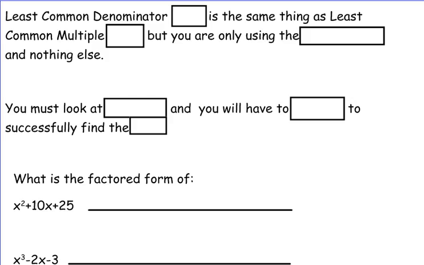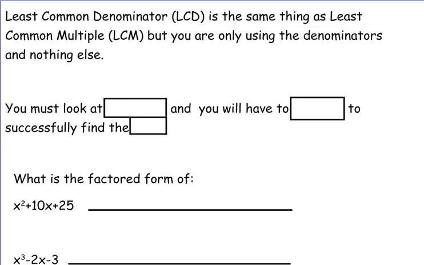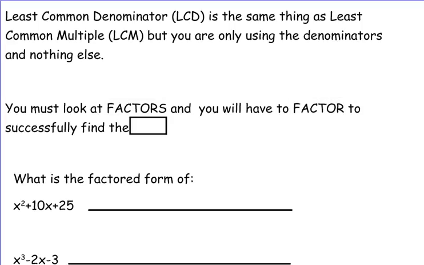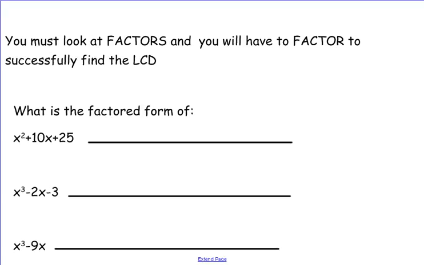Today's topic: finding the least common denominator, and why in the world would we want it? Least common denominator, or LCD, is the same thing as the least common multiple, the LCM, but you are only using the denominators of fractions and nothing else. So we must look at the factors, and you will have to factor to successfully find the least common denominator. So, what is the factored form of x squared plus 10x plus 25?